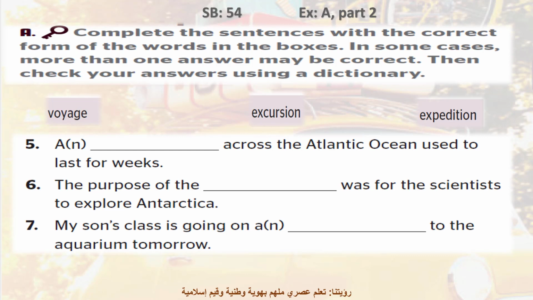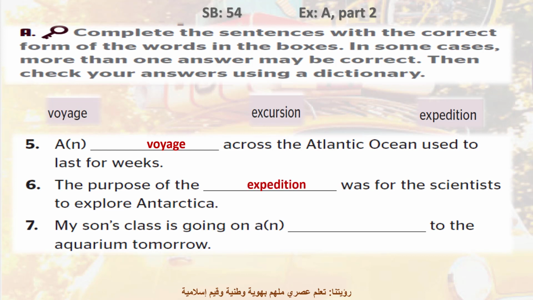So the answers are as follows. Number 5. A or an, across the Atlantic Ocean. Ocean, you know the ocean is a big sea, right? So here the word is voyage. Okay. What about 6? The purpose of the space was for the scientists to explore Antarctica. So, yes, the answer here is expedition.